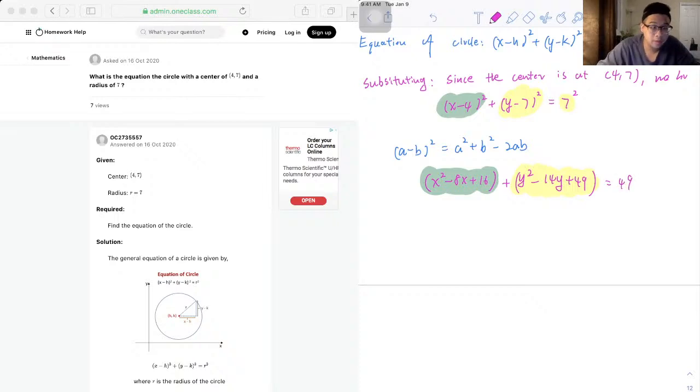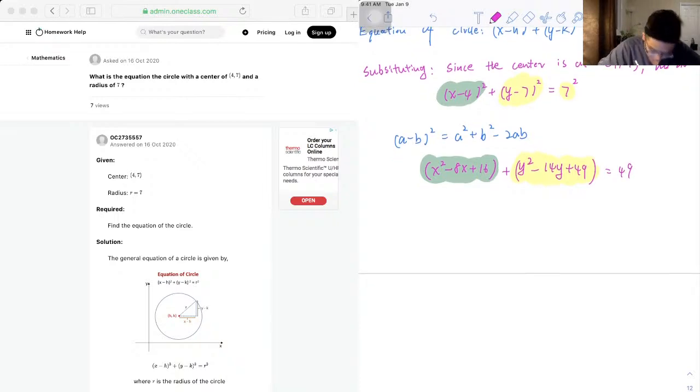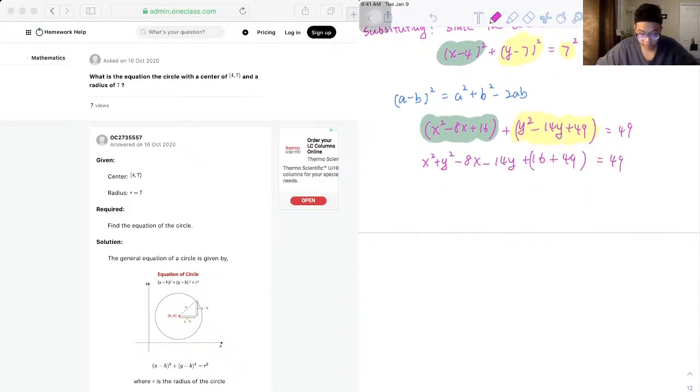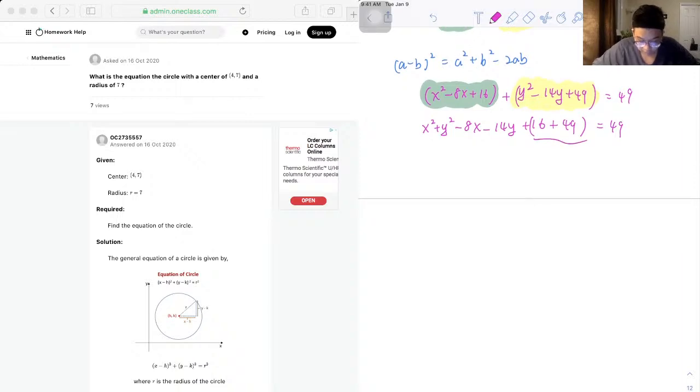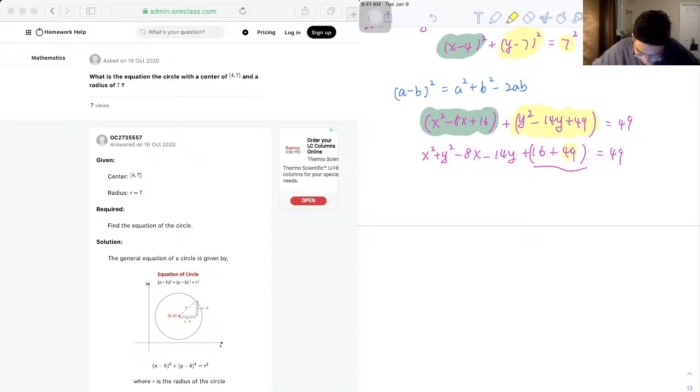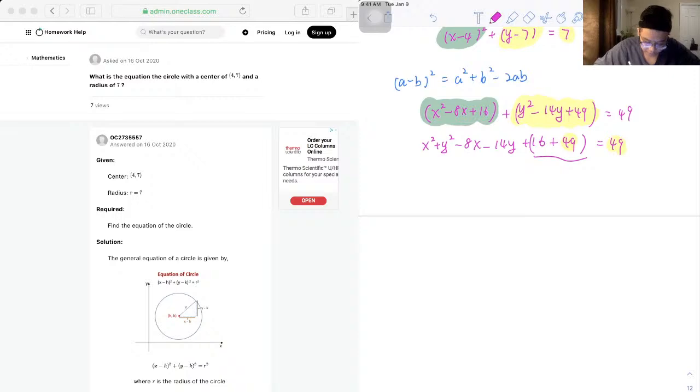All right. So we're combining the like terms. So we have x squared plus y squared minus 8x minus 14y plus 16 plus 49 is equal to 49. And then now we don't need to actually add this up because we got a 49 on the left hand side and a 49 on the right hand side, right? So we just need to minus 49 on both sides in order to get our final answer.